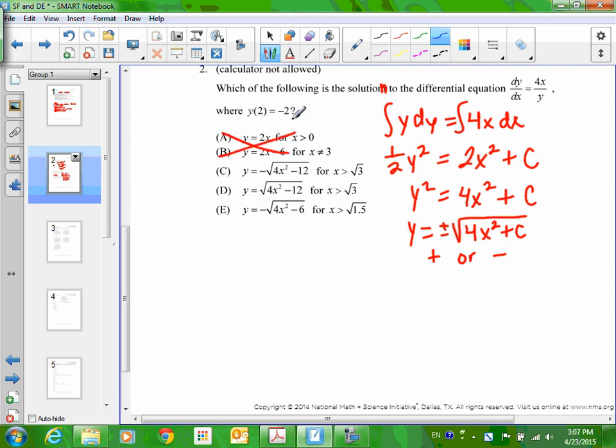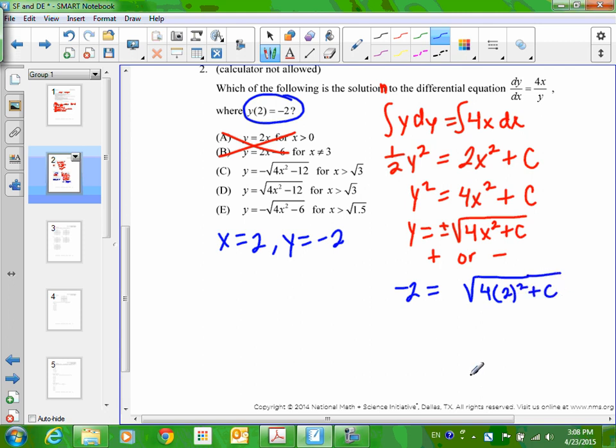Here's how you know. Take your initial condition. This means when x is 2, y is negative 2. In other words, negative 2 equals either plus or minus the square root of 4 times 2 squared plus c. Right, we plugged 2 in for x and negative 2 in for y. Should there be a positive or negative symbol in front of the square root to make this a good equation? Negative. A square root is always positive. Square root of anything, even square root of a negative, that's imaginary, but it's not negative. So we have to have a negative.